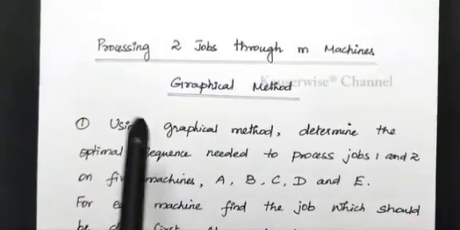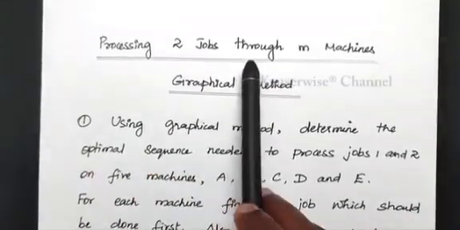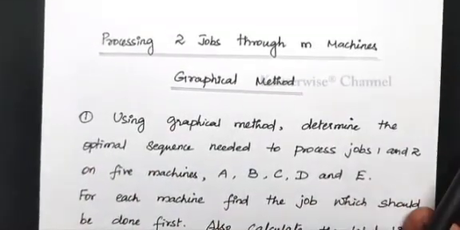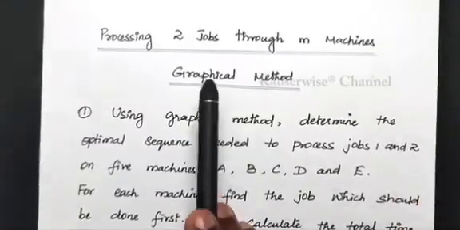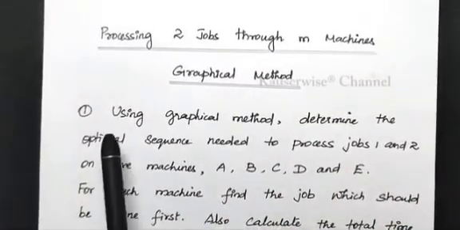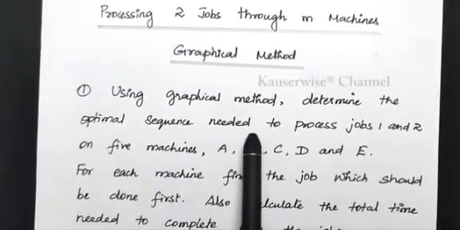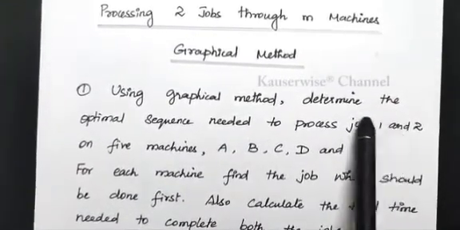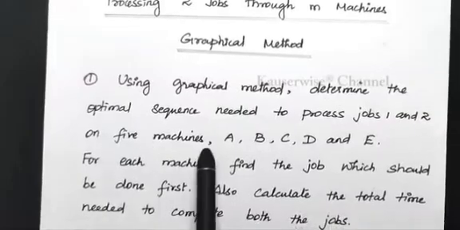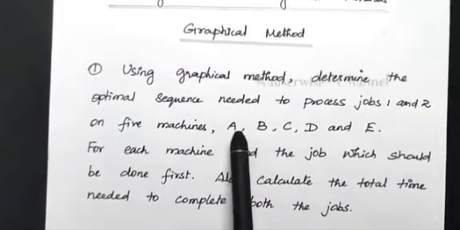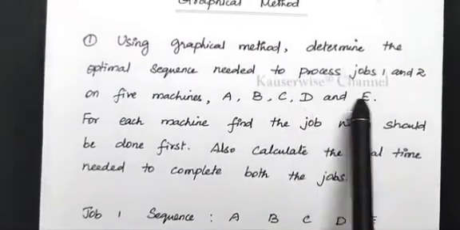Numerical problem for processing two jobs through M machines. Okay, so this kind of problem can be solved by using the graphical method only. Using the graphical method, determine the optimal sequence needed to process job 1 and job 2 on 5 machines. Here we have 5 machines A, B, C, D and E.